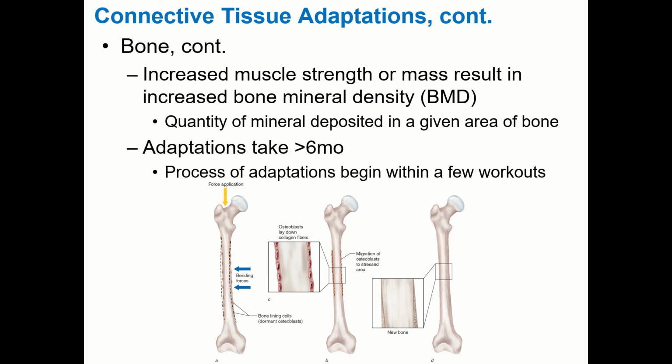And so what happens then is those compressive loads, the bone responds by essentially saying, because we're being crushed, we need to strengthen. We need to add some more mass here. Otherwise, we may see a stress fracture or something like that. So the bone responds to that loading by laying down additional mass. So the adaptations, as you can see there, take a long time, more than 6 months, but we start the process of adaptation within the first few workouts.